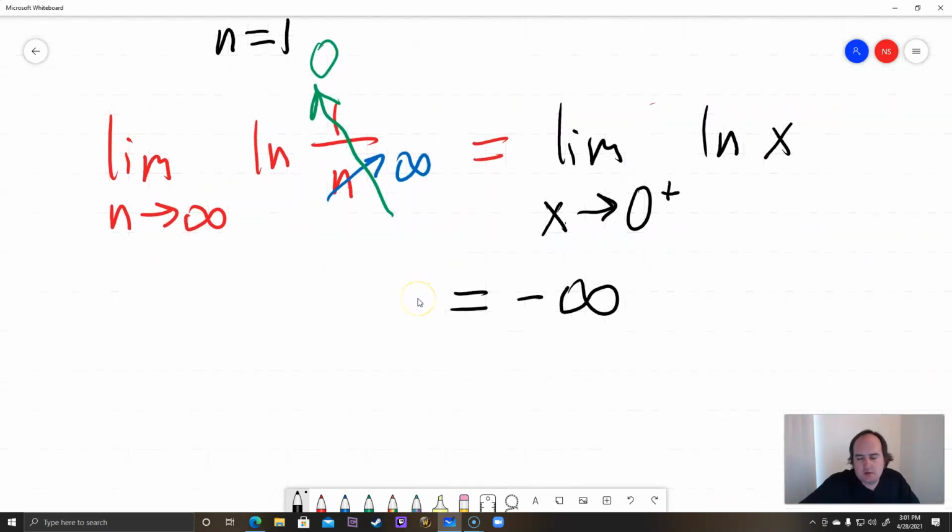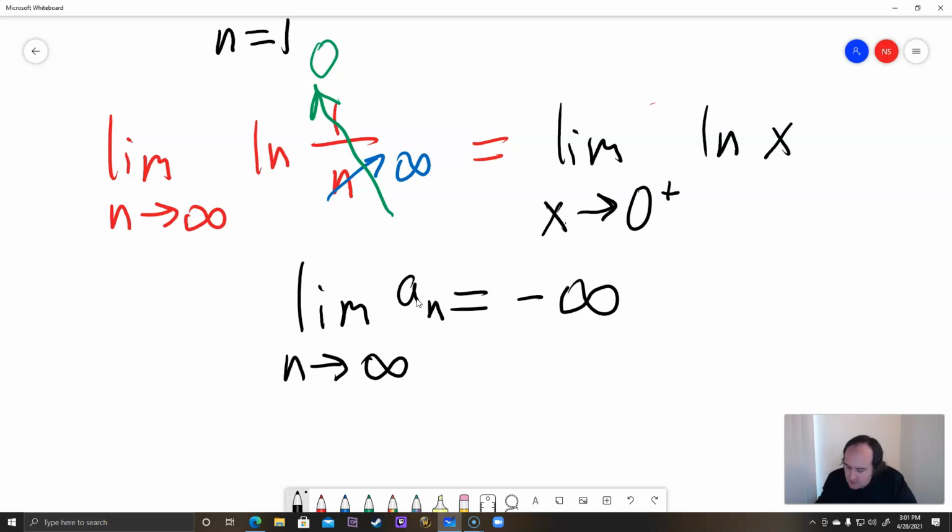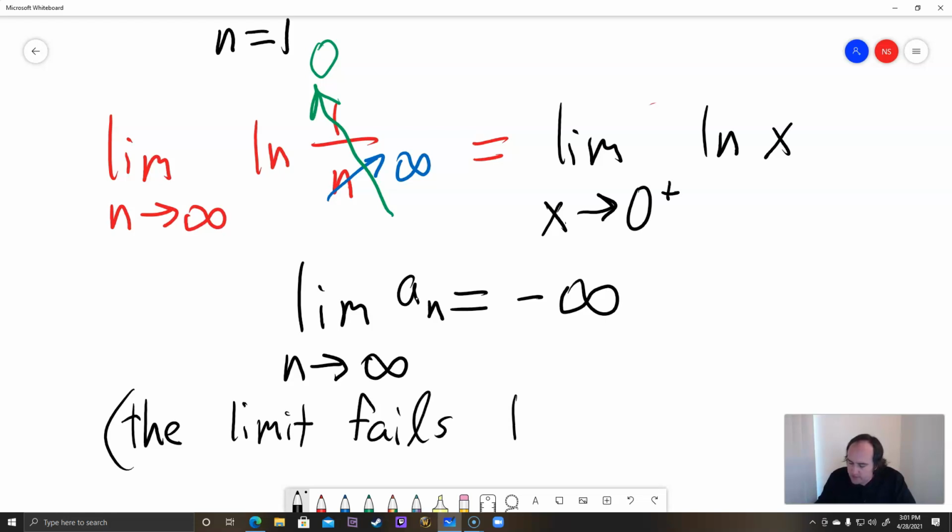Okay, so because that's negative infinity, it means the limit fails to exist. Even though negative infinity sounds like it's a number, it's not actually a number. It's going forever to the left, but it's not actually a number. So the limit as n goes to infinity of a sub n equals negative infinity, which is the same as saying the limit fails to exist.